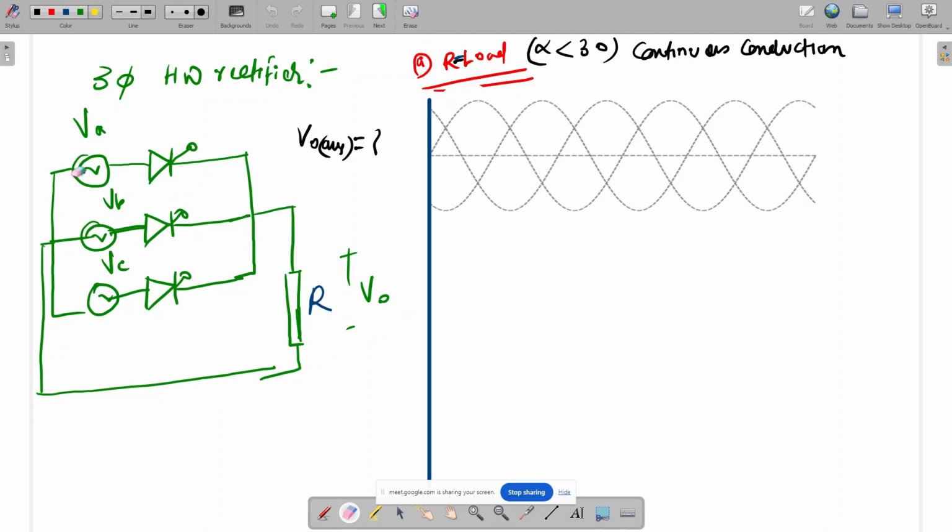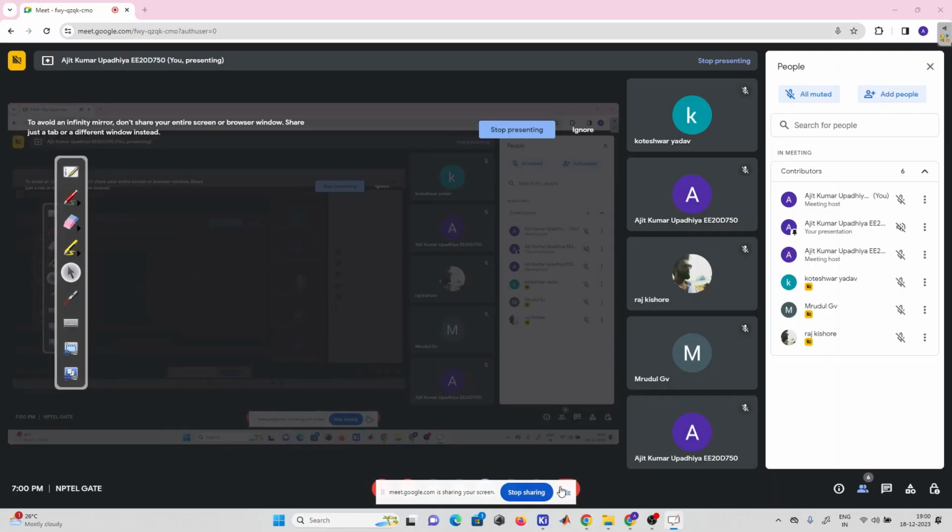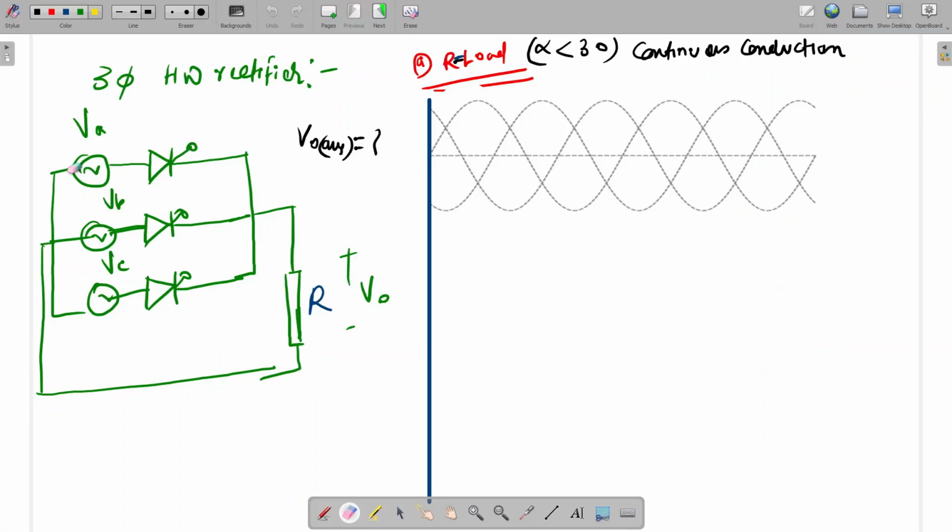Hello, screen is visible. One second. Hello, screen is visible. Can I reply?